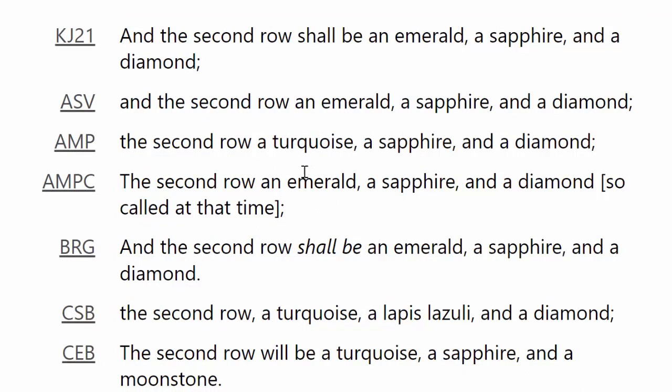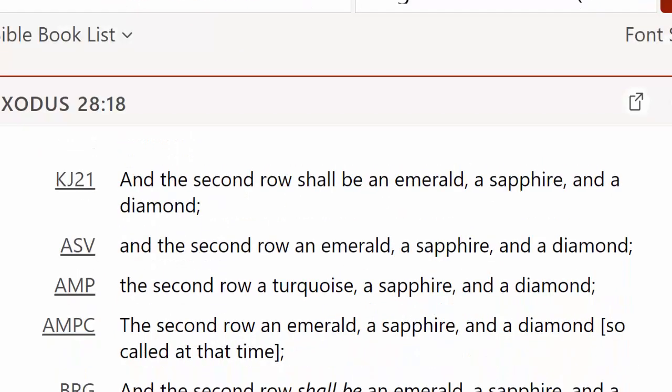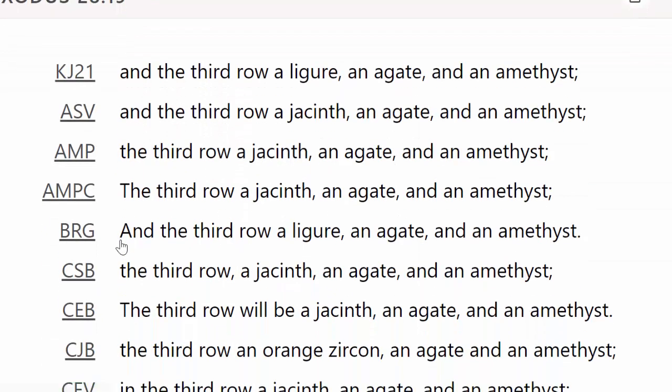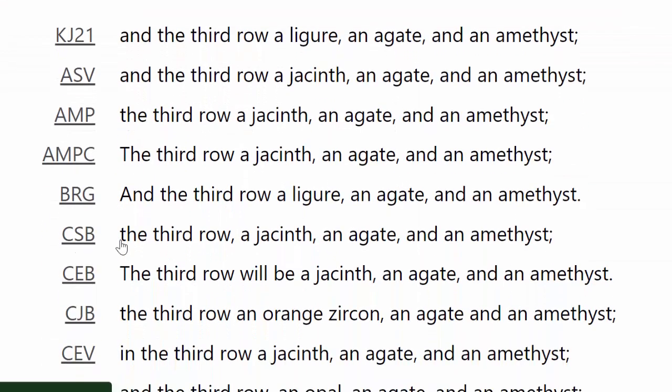I see turquoise versus emerald. And then I see a diamond in there. And then down here, I see lapis lazuli instead of emerald. And these may be related. I'm not sure. I think we're going to have to check the Hebrew in order to get an understanding of what they were really talking about, which stones they're really talking about.